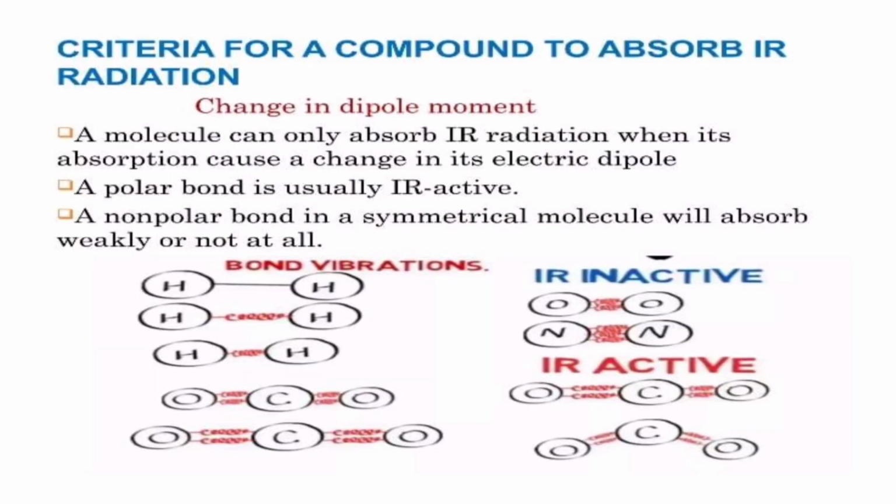Next, criteria for a compound to absorb IR radiation: change in dipole moment. First, a molecule can only absorb IR radiation when its absorption causes a change in its electric dipole. Second, a polar bond is usually IR active. Third, a non-polar bond in a symmetrical molecule will absorb weakly or not at all.